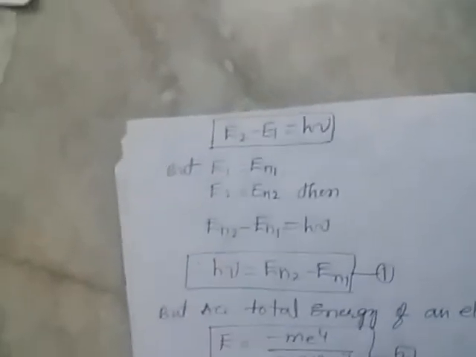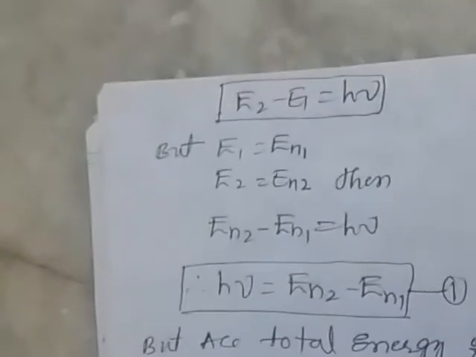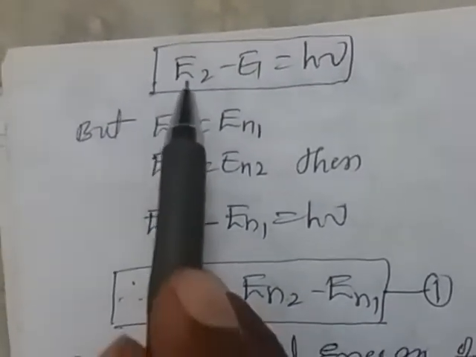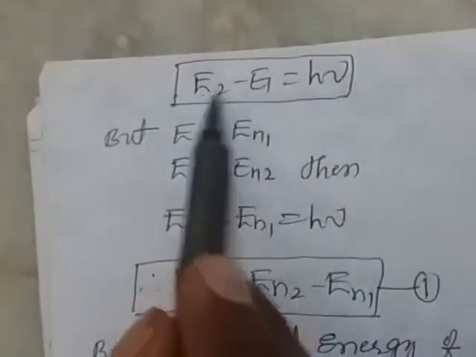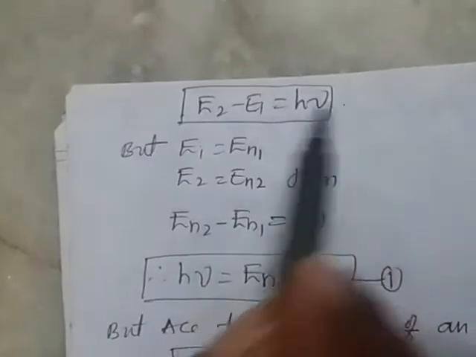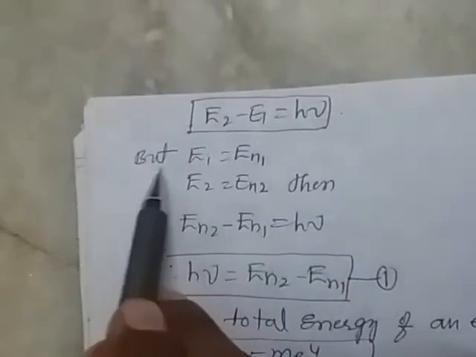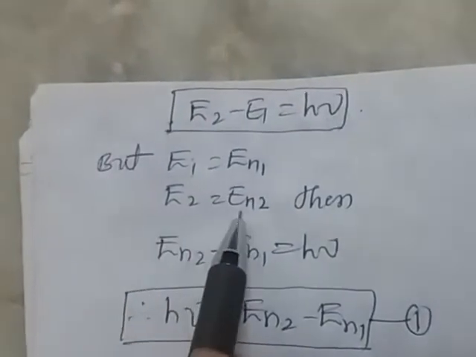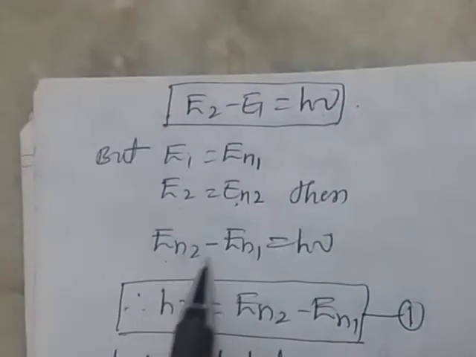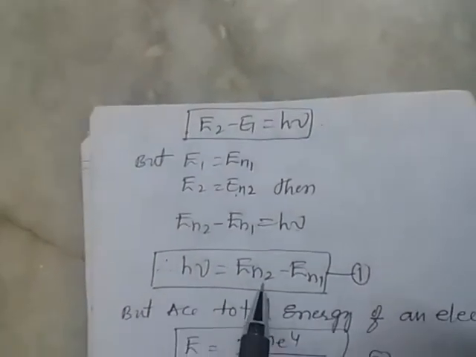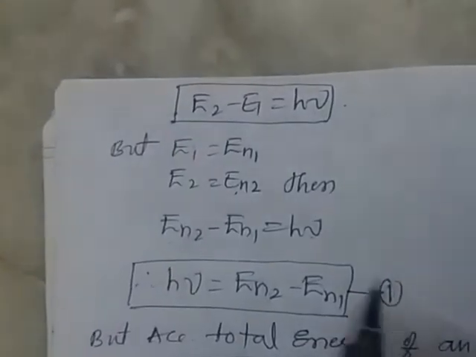For this purpose let us take the photon energy, the energy of the higher orbit minus the lower orbit energy equal to h nu, the photon energy. That's why E2 minus E1 equal to h nu. Here let us assume E1 equal to En1 and E2 equal to En2. Then En2 minus En1 equal to h nu. So h nu equal to En2 minus En1. This is equation 1.